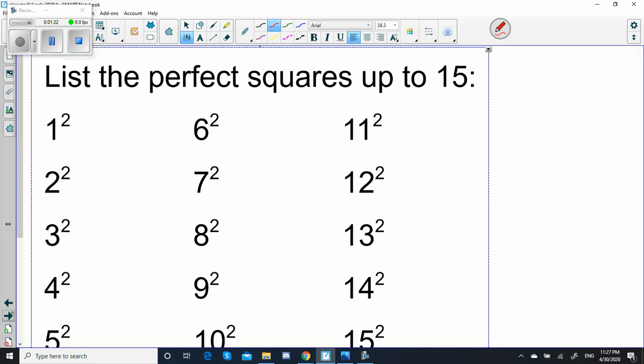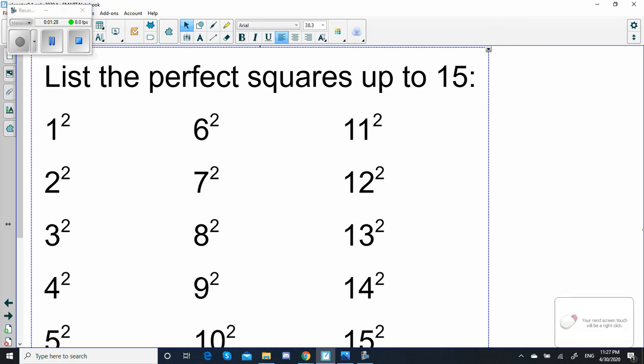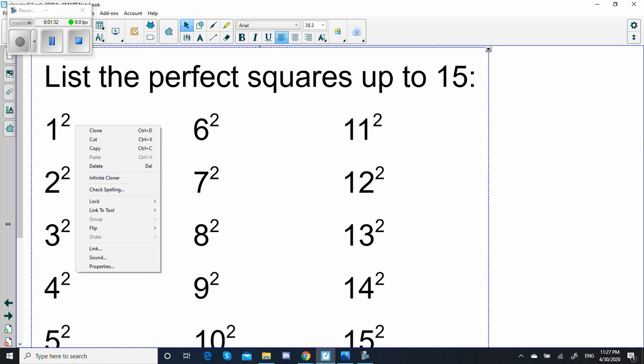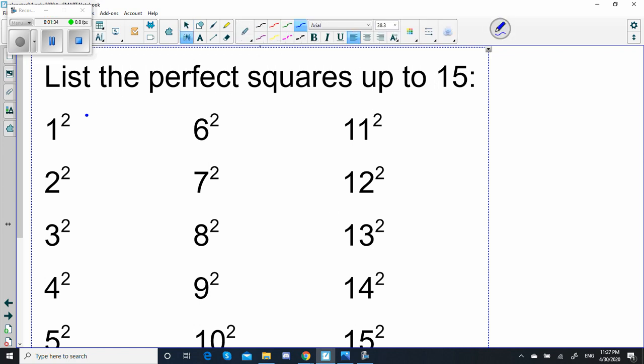All right, so you're going to want these perfect squares up to 15. You're going to use them a bunch, so you want to write them somewhere where you can get to them and use them again and again. So 1 squared is 1, obviously. 2 squared is 4. 3 squared is 9. 4 squared is 16.